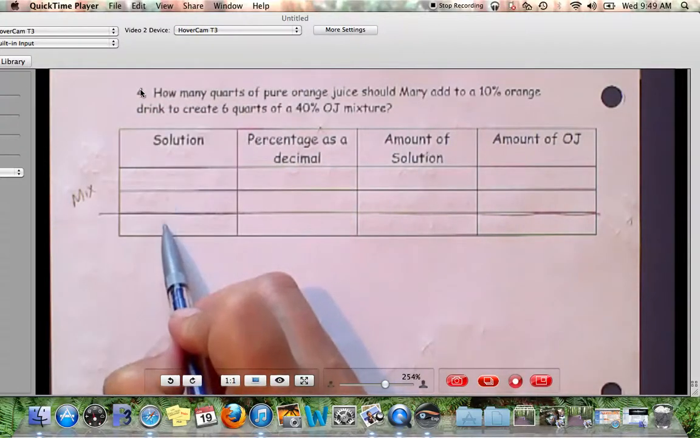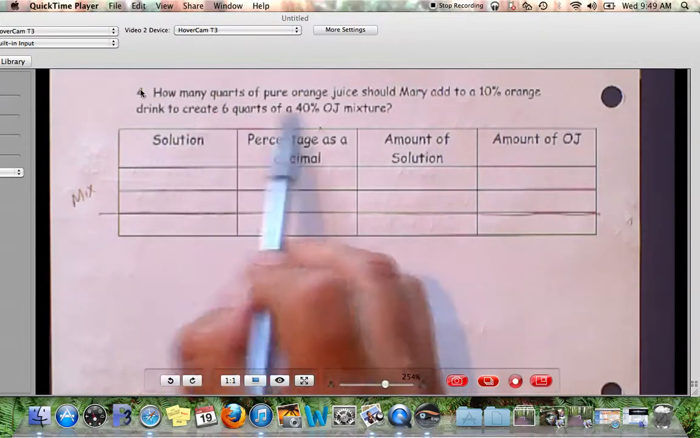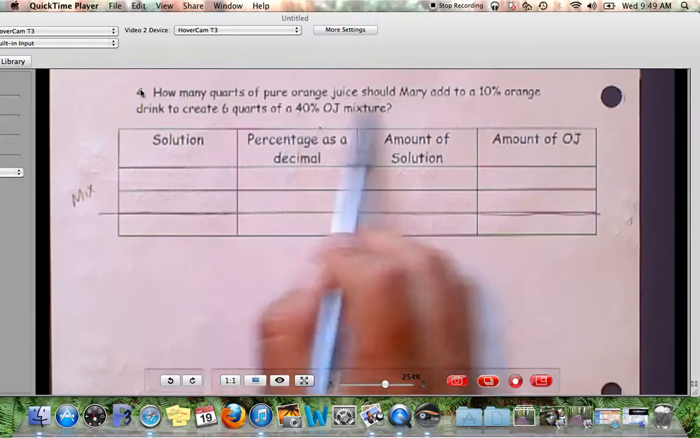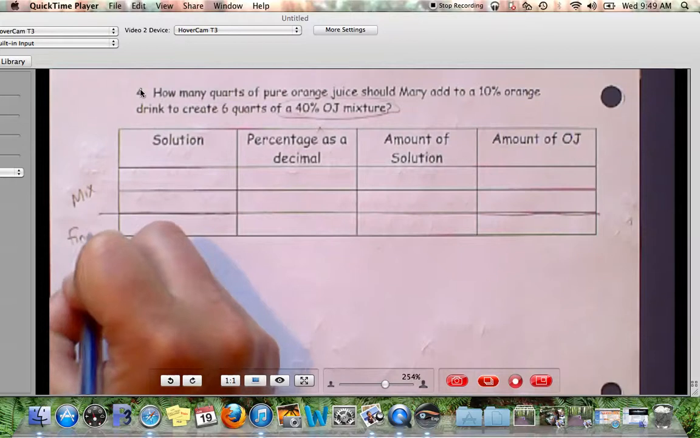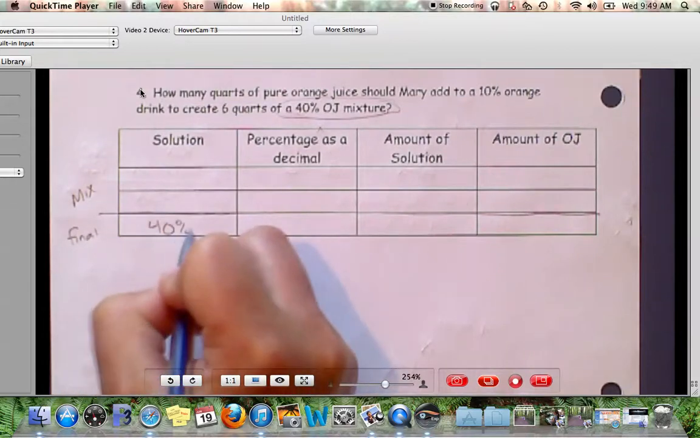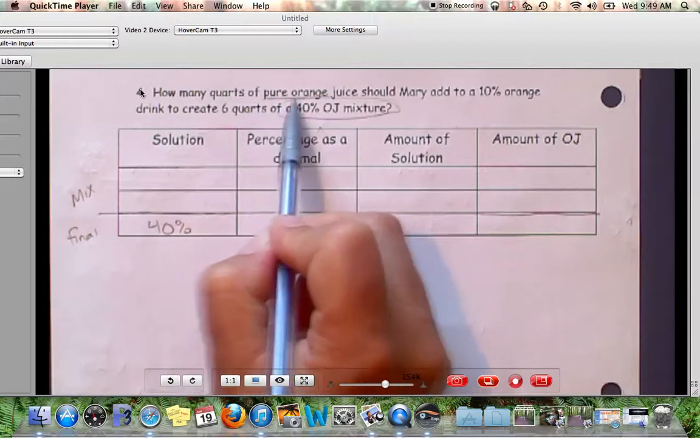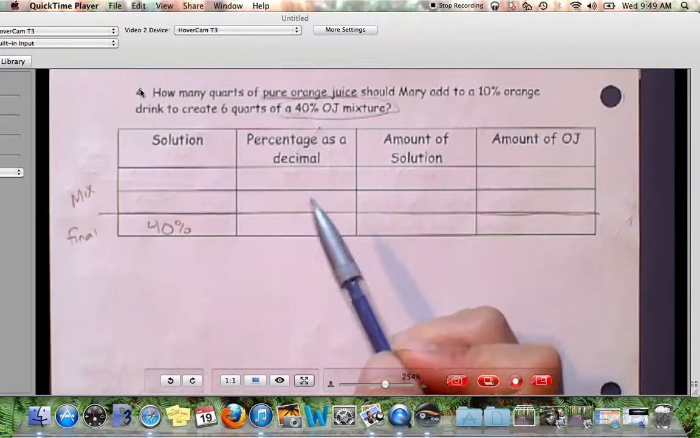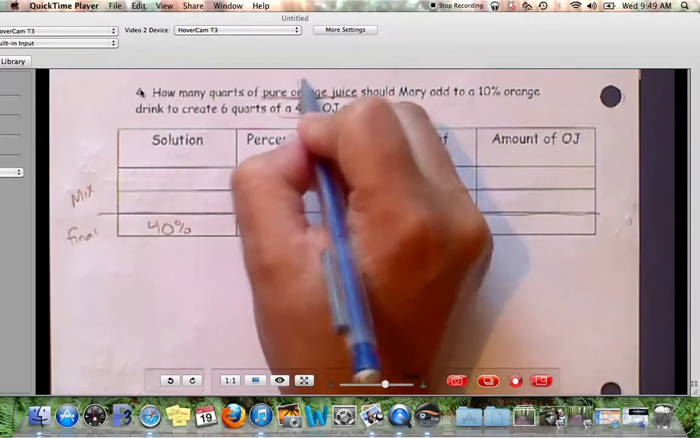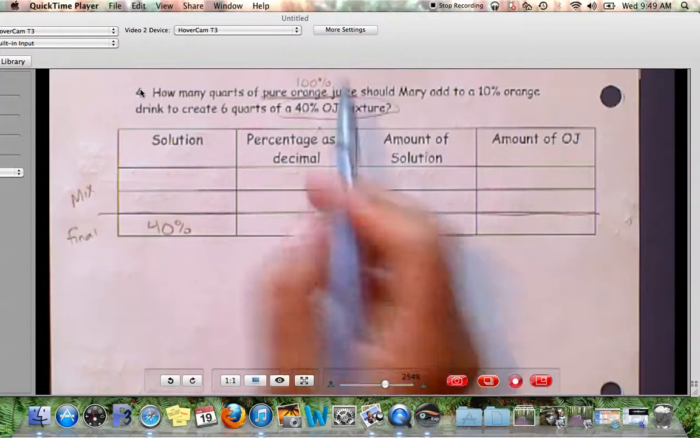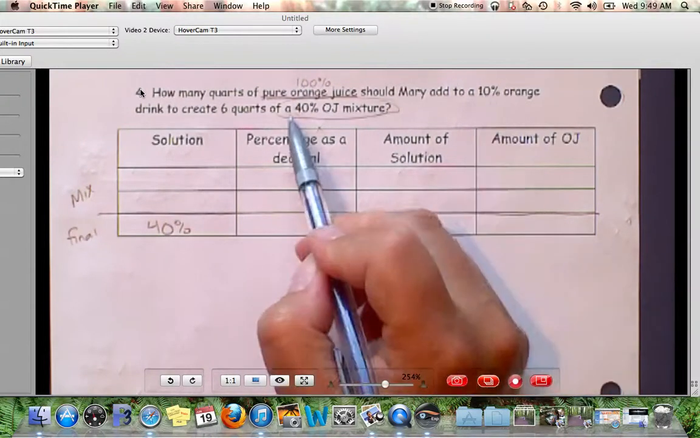All right. Now, we want to create 6 quarts of a 40% solution. So that's what we want to create. That's what we want our final to be, a 40% solution. What does pure mean? If it's pure orange juice, what percentage would that be? Pure orange juice would be 100%. So we want to mix a 100% with a 10% to get this 40%.